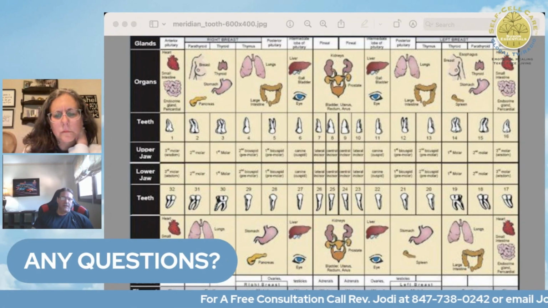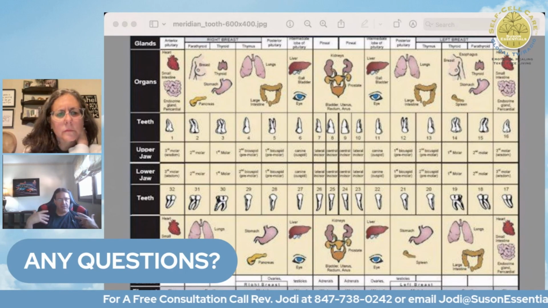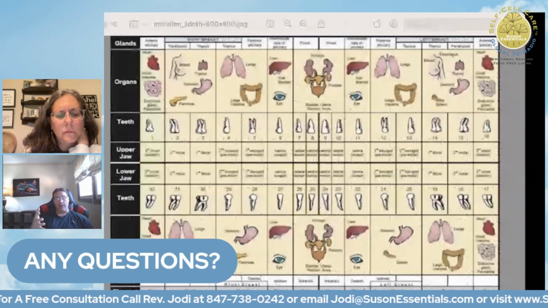I think there's more to know. Should we go through the chart? The general idea is that basically every tooth in our mouth is connected to a category in our bodies.